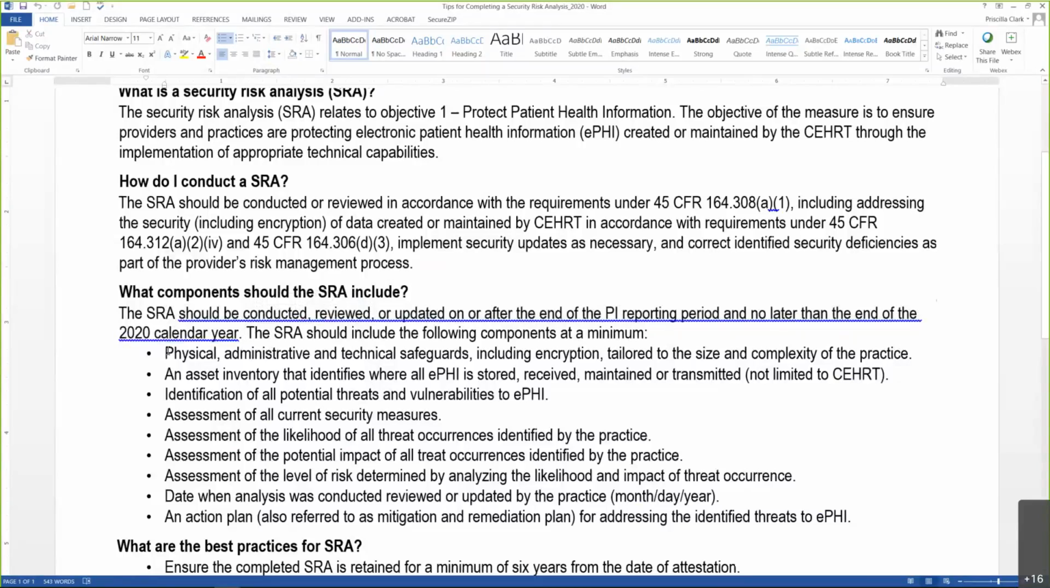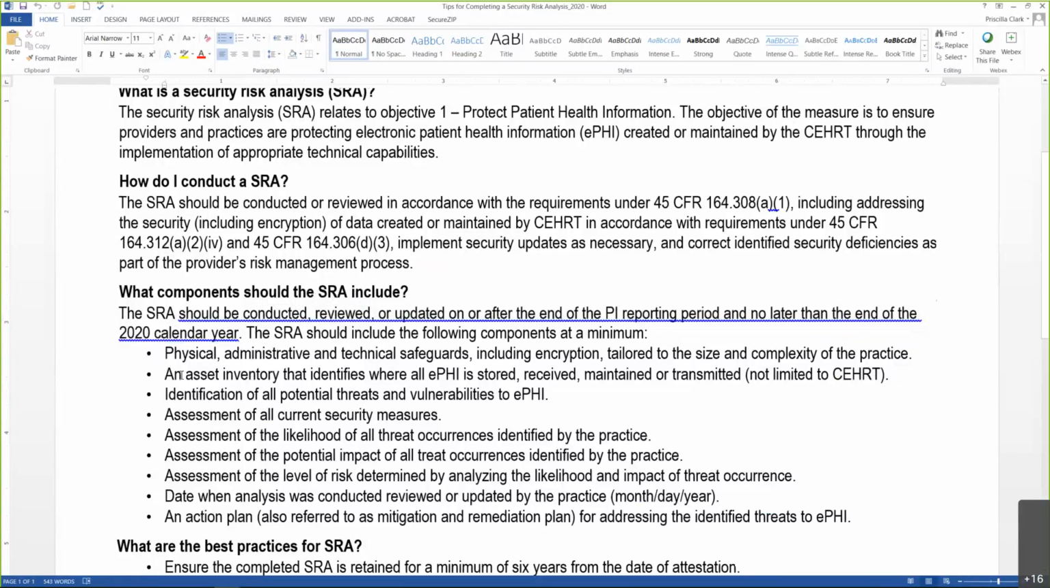You need to make sure the SRA includes the physical, administrative, and technical safeguards, including encryption, tailored to the size and complexity of the practice. So that will change. Those examples we discussed throughout the presentation may not apply to your specific practice, depending on its size and what security protocol you have in place currently at your practice.